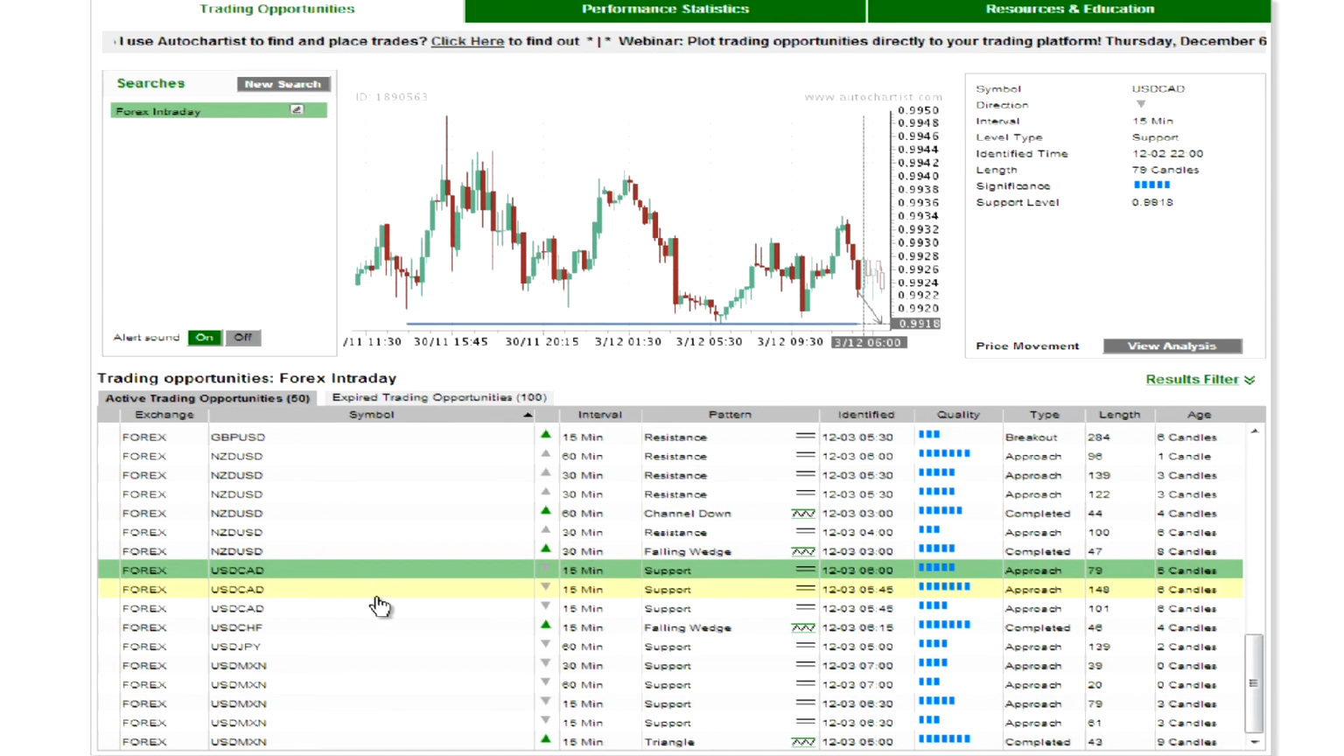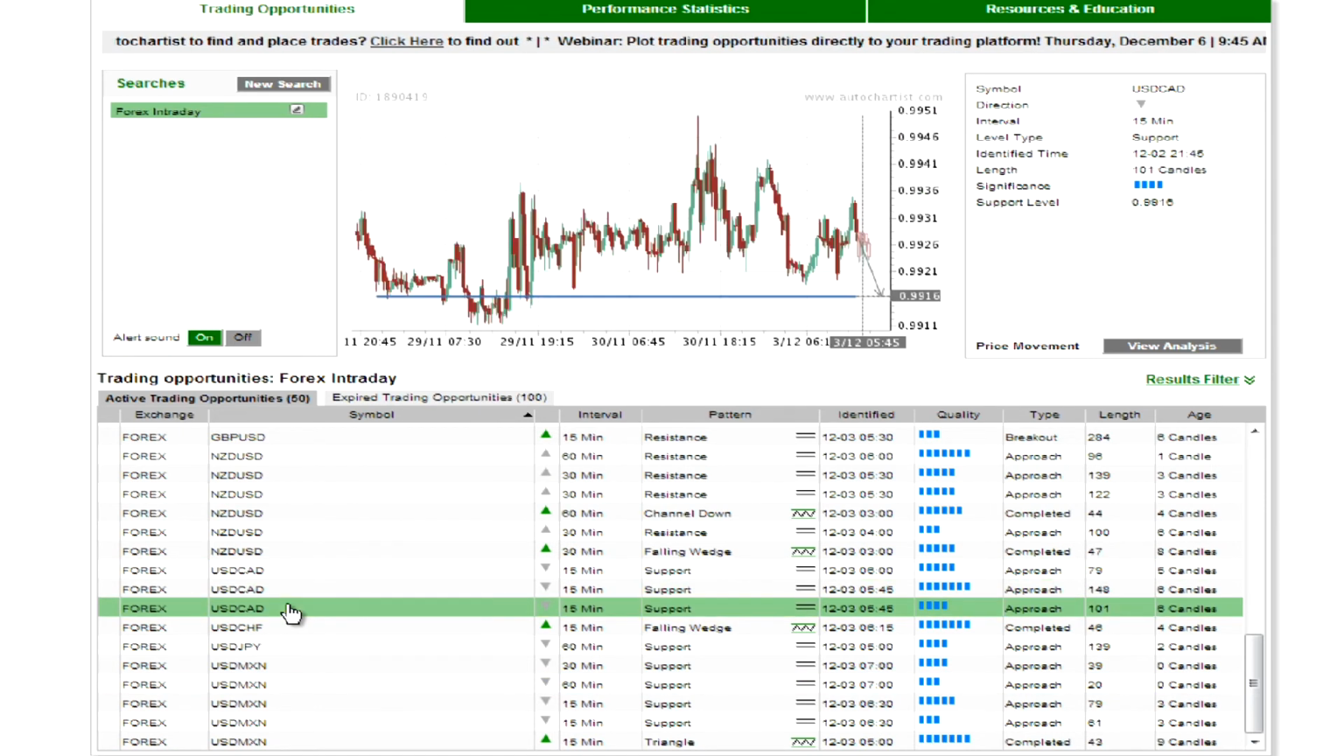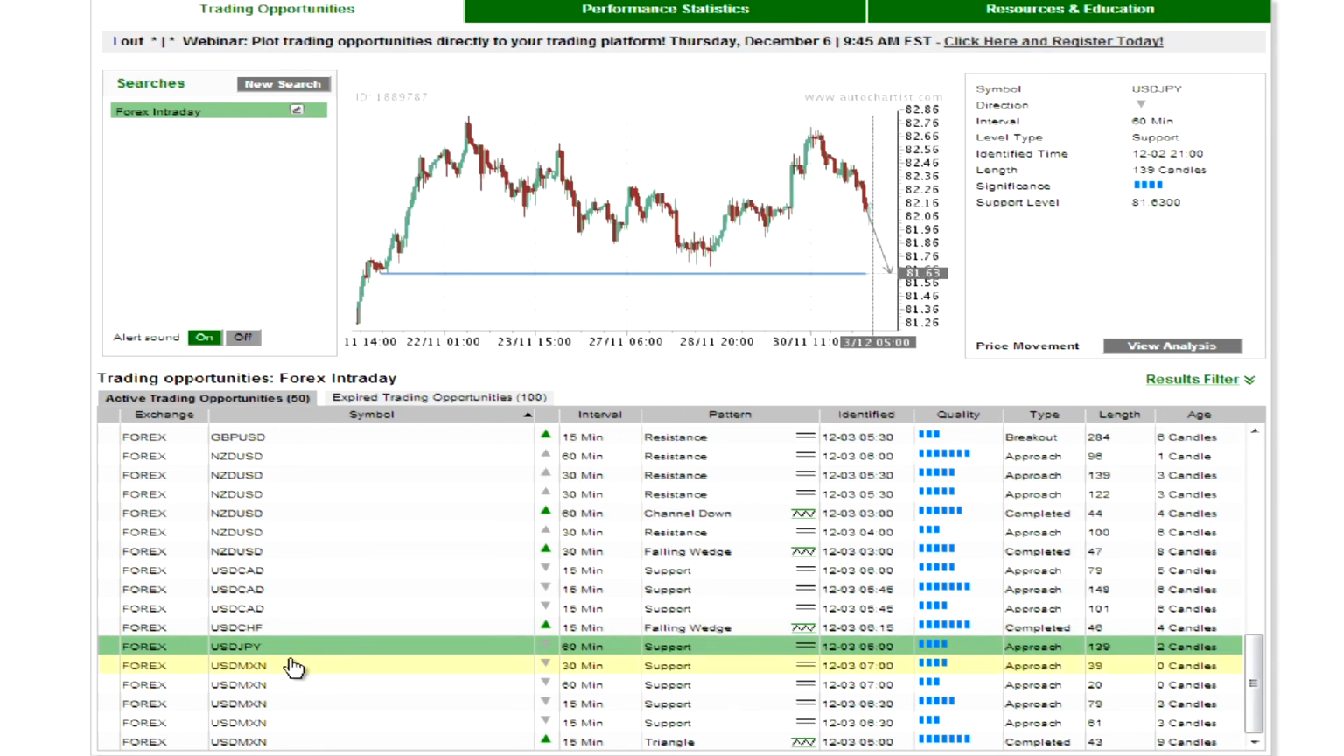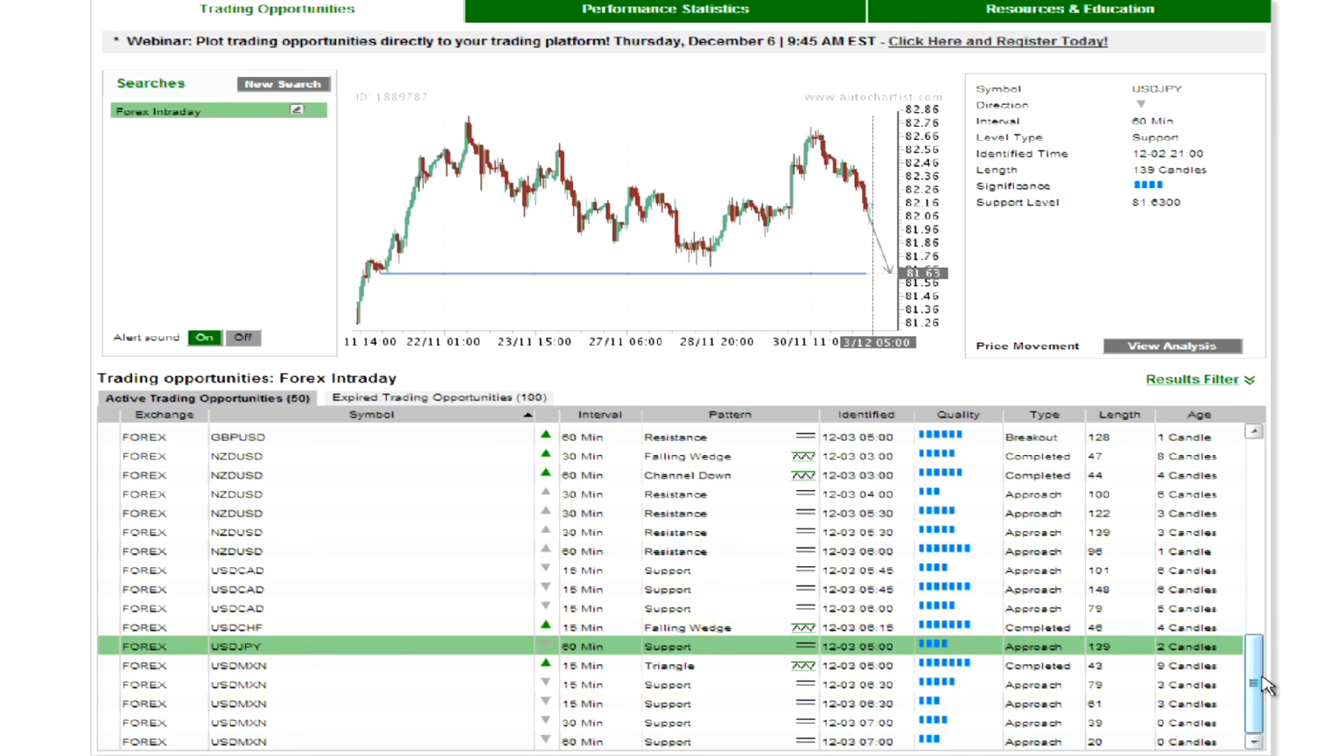Let's look at USD Canadian dollar. How are we looking? A lot of noise going on there. I think I'm going to give that a miss. USD Swiss franc, only one pattern, so I'm not going to trade that. Japanese yen and Mexican peso, I don't trade.